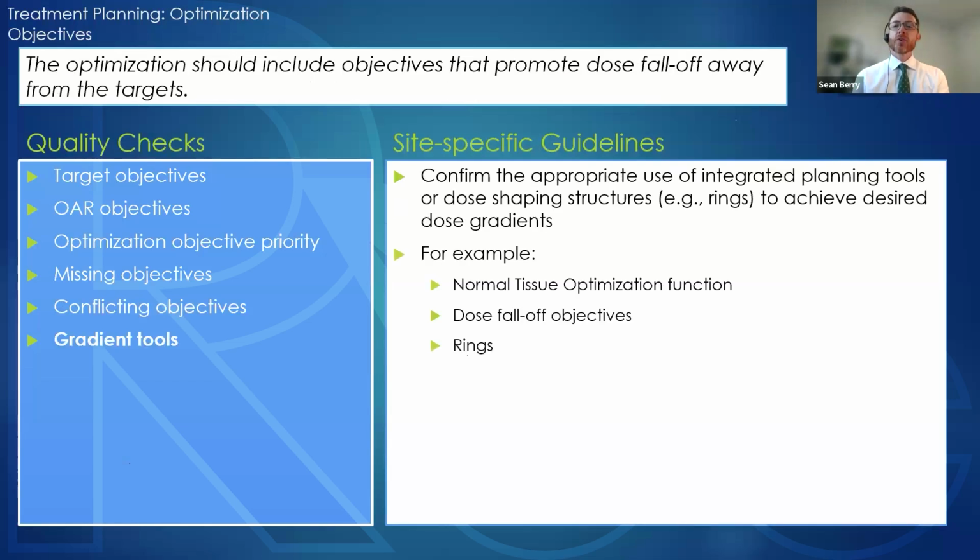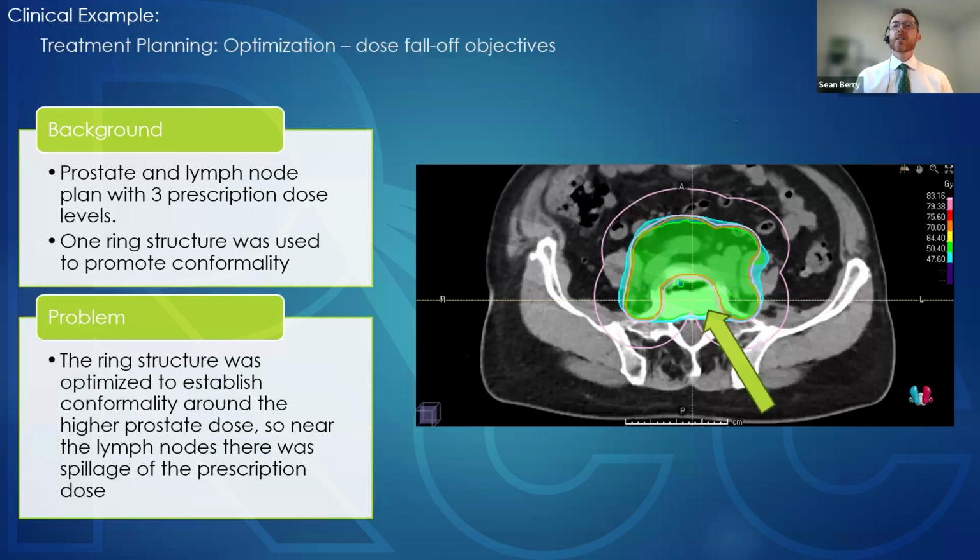And there's a bunch of tools also for unspecified normal tissue to make sure that your gradient and your dose falloff is sharp enough. Different planning systems call them different things, but it could be called normal tissue optimization or dose falloff objectives, rings, rinds. And here's an example where they were not used properly.